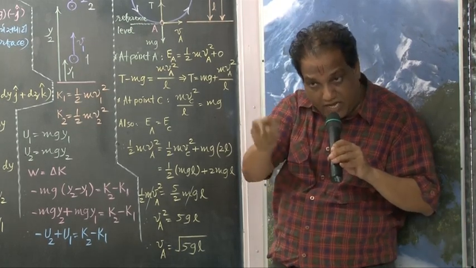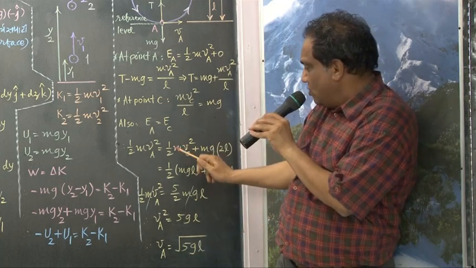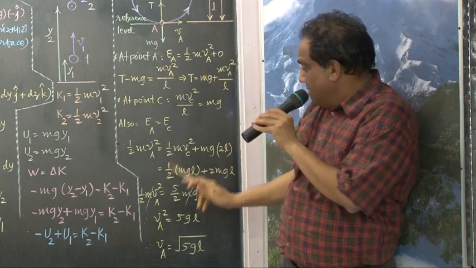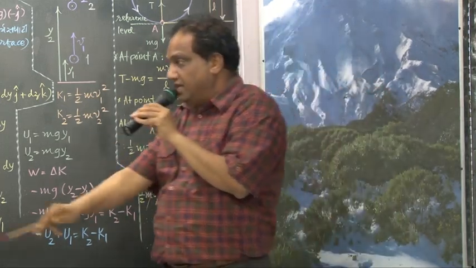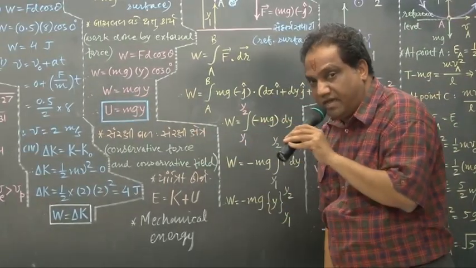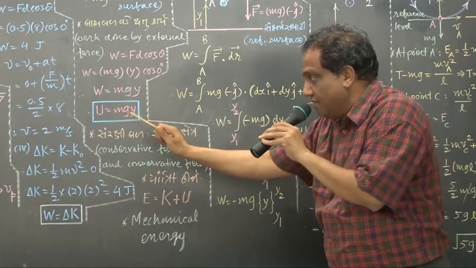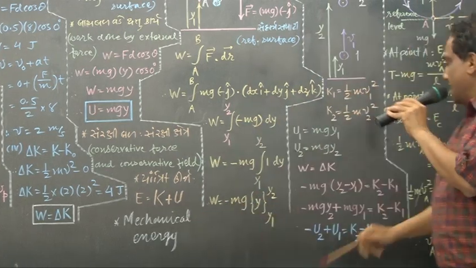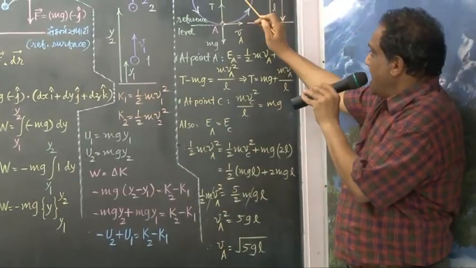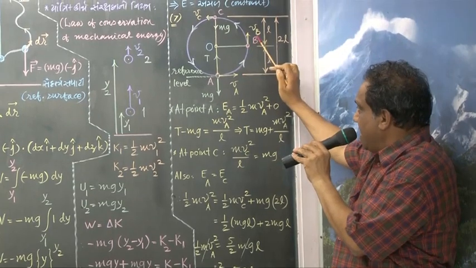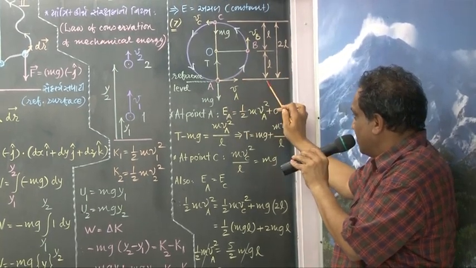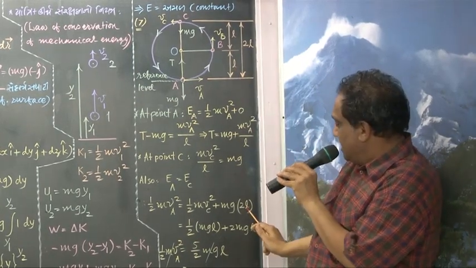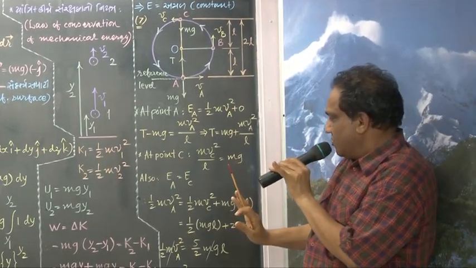Kinetic energy of the body at point C is 1 by 2 m vc square, plus gravitational potential energy U equals mgy. Don't say mgy, say m into g into height. M into g into height of this body. Height of this body from this reference level, you can say it is this much. How much is it? L. So height is L.